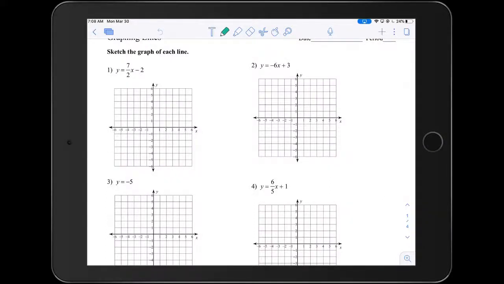Okay, so today we're going to start talking about graphing lines. Remember, when we graph lines, the best way for you guys to do it is go to your graphing calculator and plug this line right into the graphing function of your graphing calculator. So I'm going to do that right now.